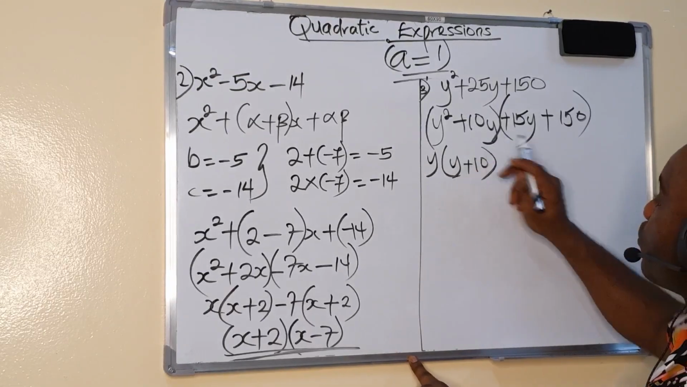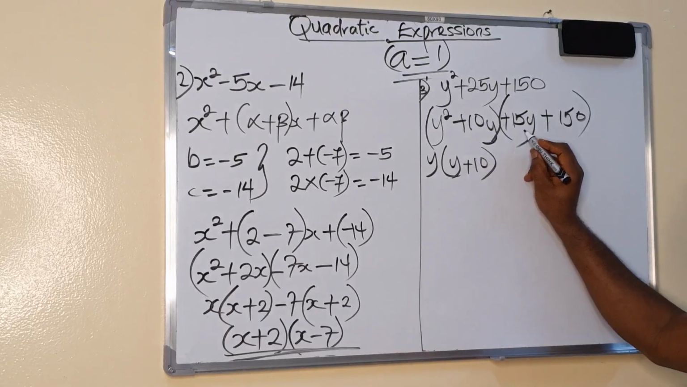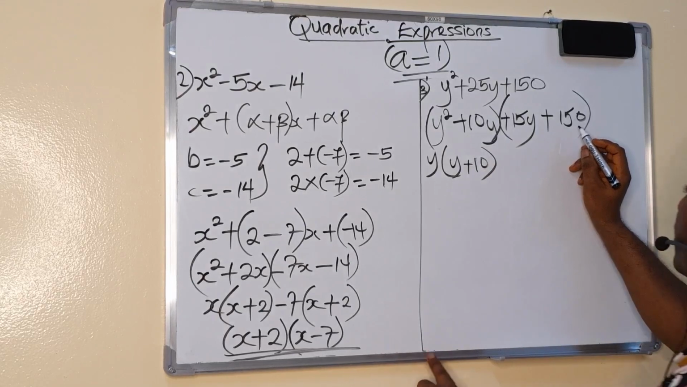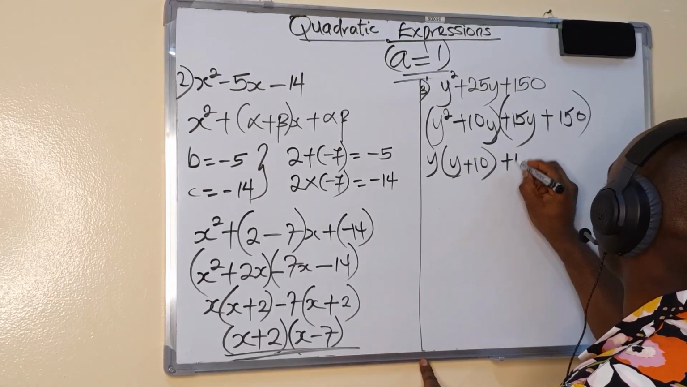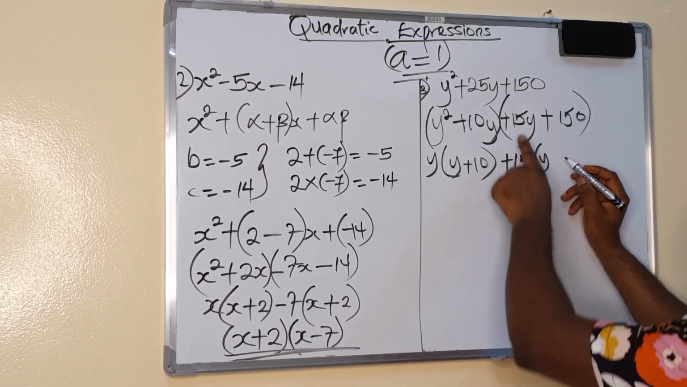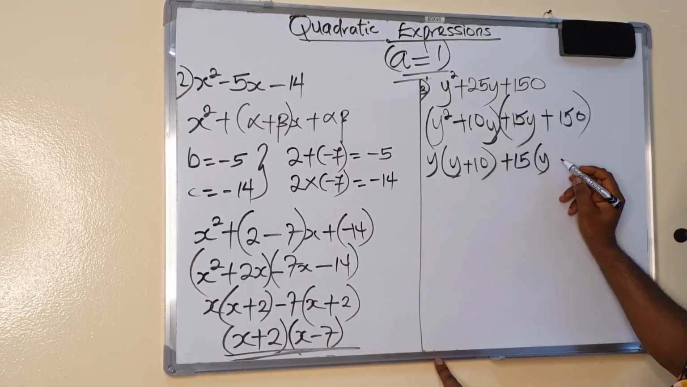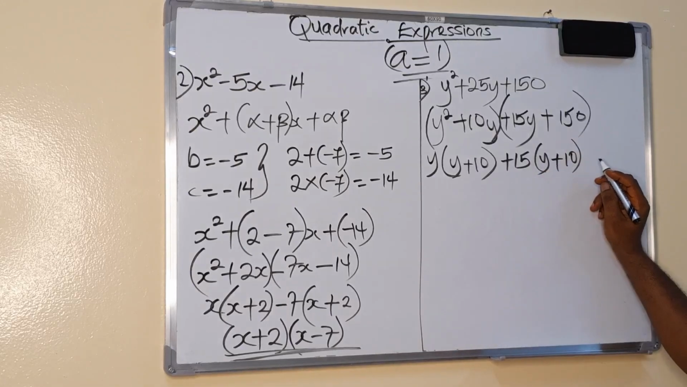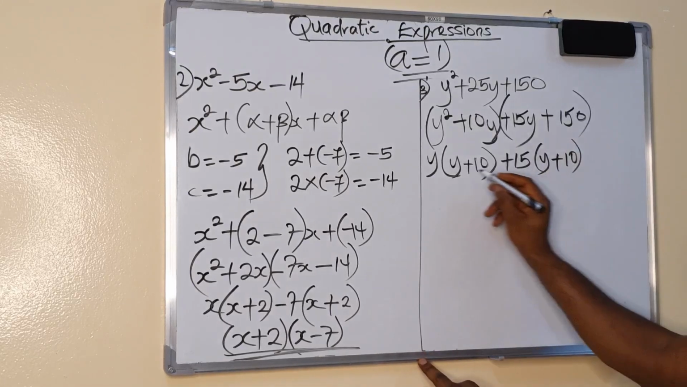The first bracket is over. For the next bracket, we have 15y and 150. The number common there is 15. So I have to factor out positive 15. Positive 15 multiplies y, gives you positive 15y. And positive 15 multiplies 10 will give you positive 150. At this stage, just notice that the brackets are the same.